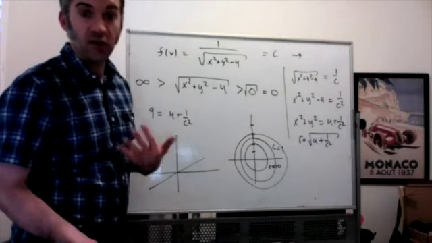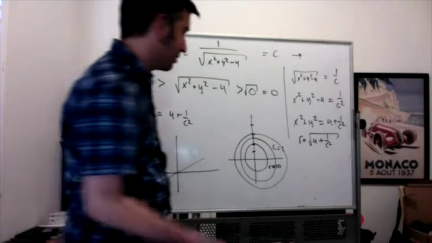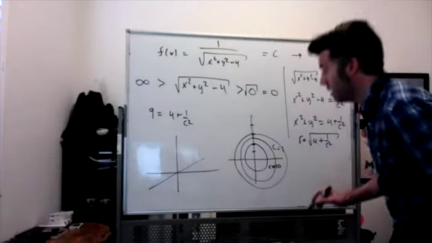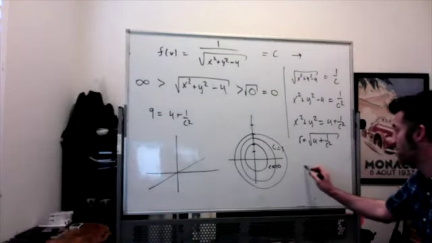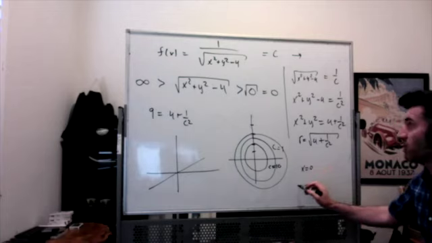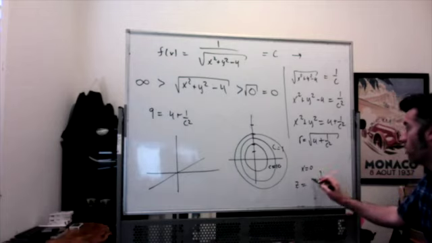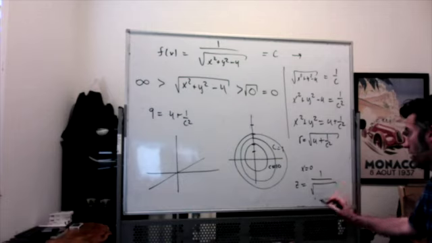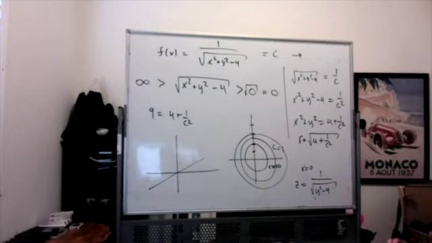This is where actually a trace would be very useful. So if I do a trace in the yz plane, if I let x equal 0, my trace is z equal to 1 over the square root of y squared minus 4. So I just graphed that for a second.